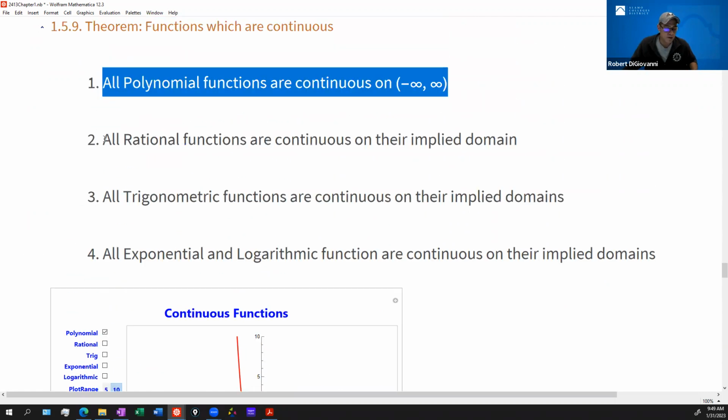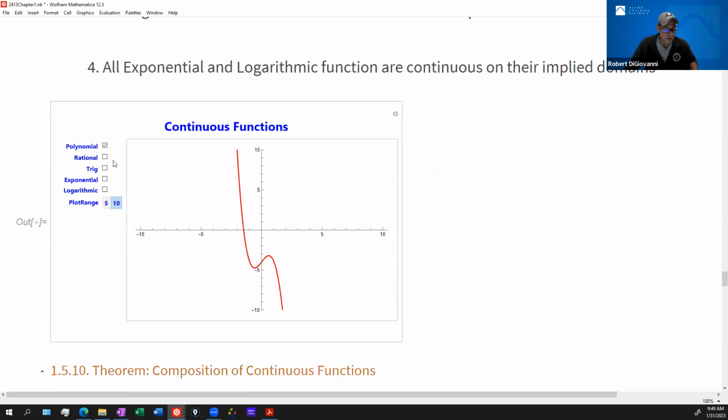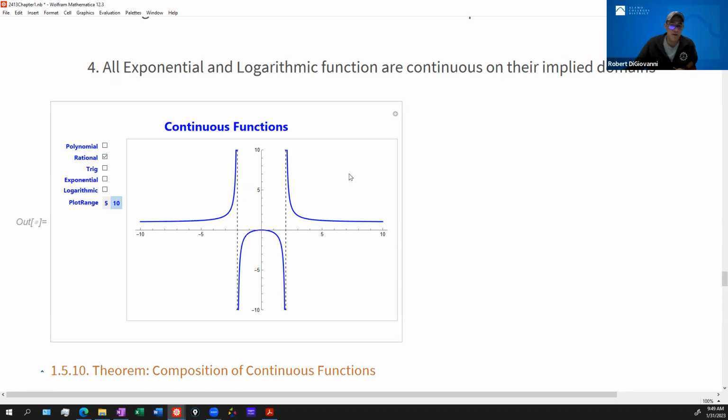The second note says all rational functions are continuous on their implied domains. This is important. Implied domain is important here. Let me give you an example of a rational function. That's a rational function from college algebra. With rational functions, sometimes we have these vertical asymptotes, right?